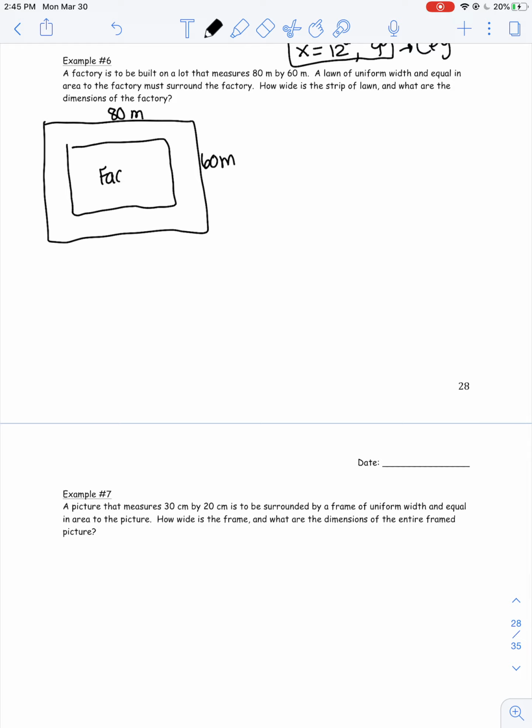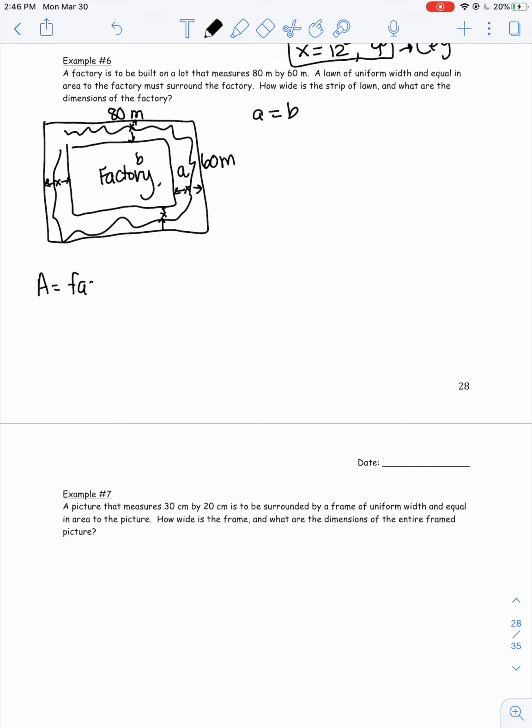The lawn, so there's some grass around this factory that we are going to use. That's going to be the same area. So all this area around here, we're going to call this A, is going to be equal to the area in B. Okay, so A is equal to B in area. How wide is the strip of lawn? So we have this strip of lawn that we will call X surrounding it. It's going to be equal in width all the way around. We have this X surrounding it on every single side.